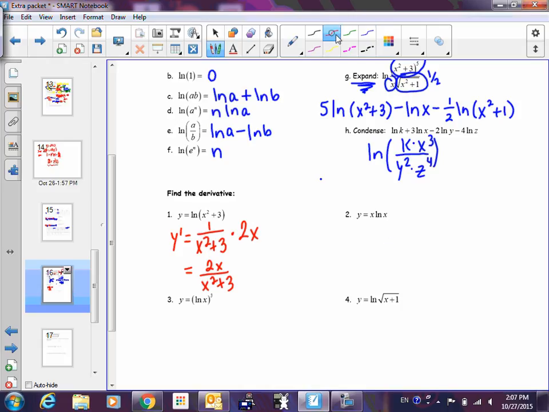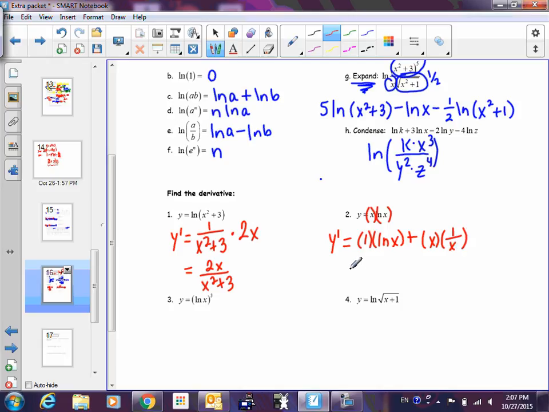So like on number 2, I don't really need to use log properties. It's x times natural log of x. What derivative rule do I need? Product. I have x times natural log x. You have x in 2 places and they're being multiplied. So y prime, using product rule, is the derivative of the first times the second plus the first times the derivative of the second. Remember that the derivative of natural log x is 1 over x.